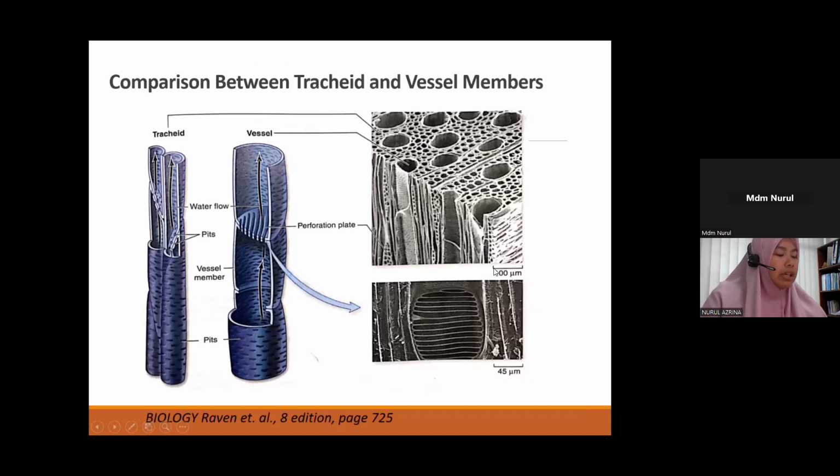All right. So again, you can see under the micrographic picture, the wider one here is the vessel element, and the smaller and quite slender one is the tracheid. Both of them have pits. The wall is interrupted with pits, and the vessel element is arranged into a long micropipe, perforated with pores over here, the perforation plate, which allows water to move along the vessel.